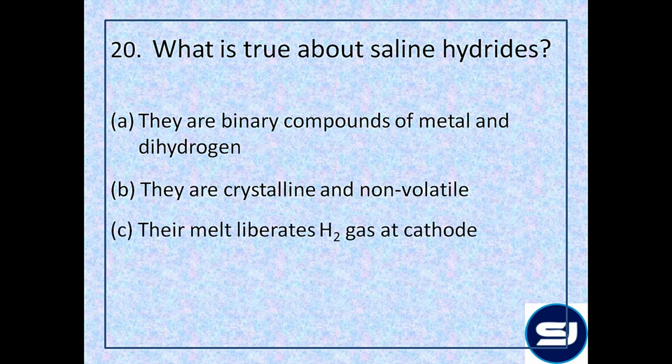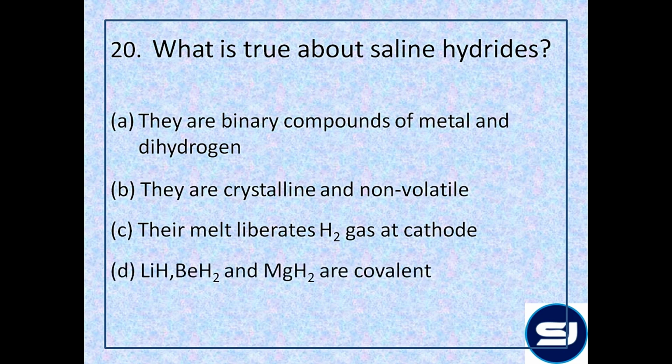Their melt liberates H2 gas at cathode. No. Their melt will have the hydride ion as H minus, which will move towards the anode and undergo oxidation and will liberate H2 gas at anode and not cathode. So this will be a false statement.